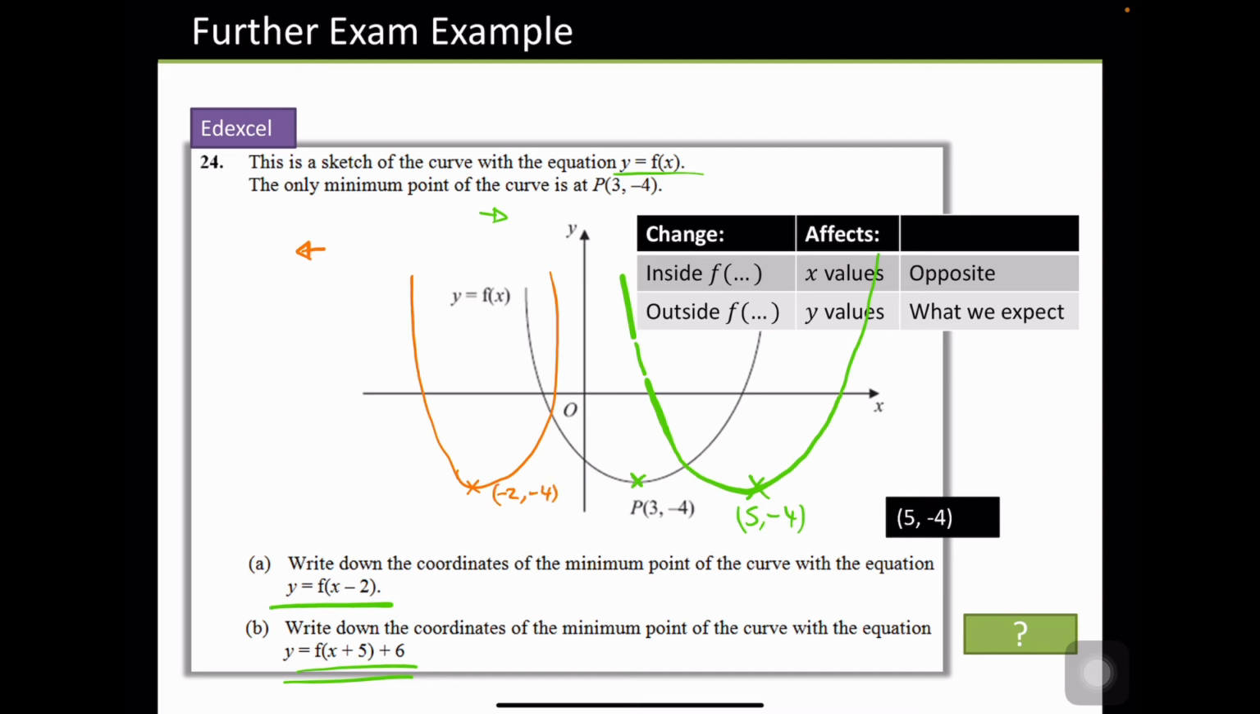And then after we've done that, we have to add 6. So we have to increase the y value by 6. So this is going to move up, and it's going to be somewhere up here. And our new minimum point will be -2, -4 plus 6, which is 2. So our new minimum point is -2, 2.